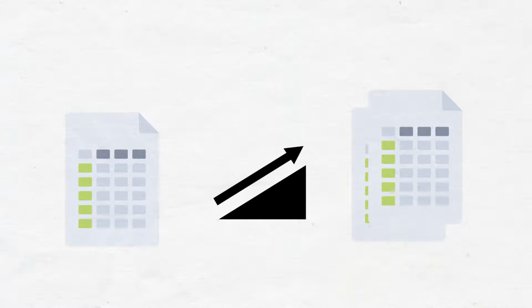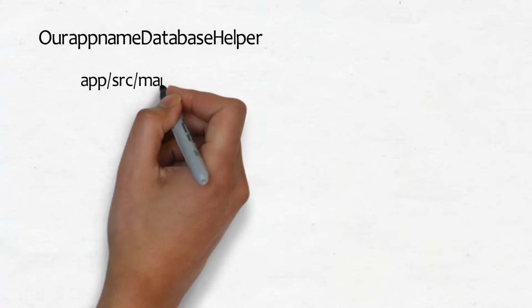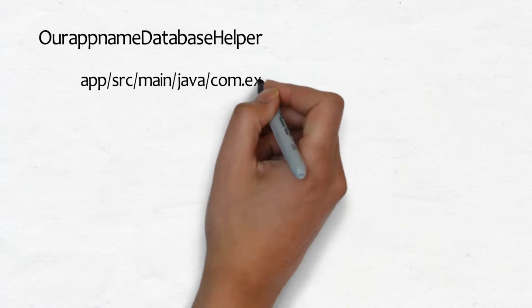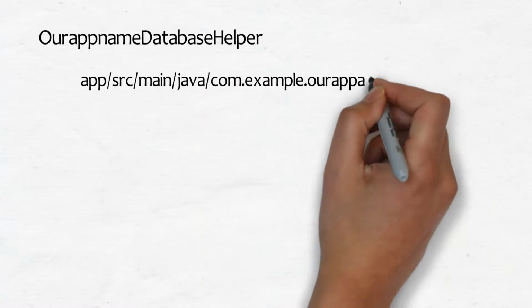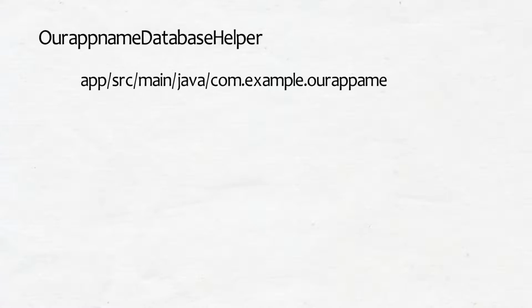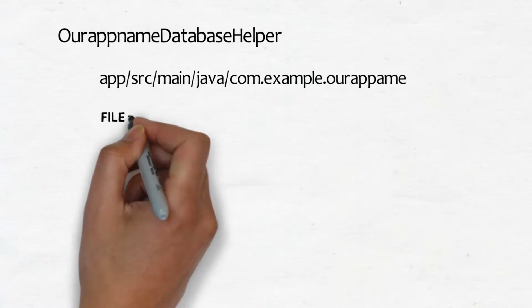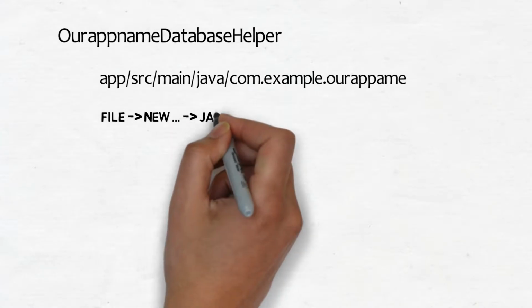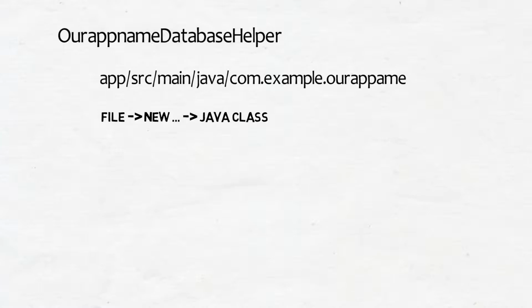In our app, we are going to use a SQLite helper called OurAppNameDatabaseHelper. Create this class in your OurAppName project by highlighting the app/src/main/java/com.example.OurAppName folder in your project folder explorer and navigating to File, New, Java class. Give the class a name of OurAppNameDatabaseHelper, then replace its contents with the code below.